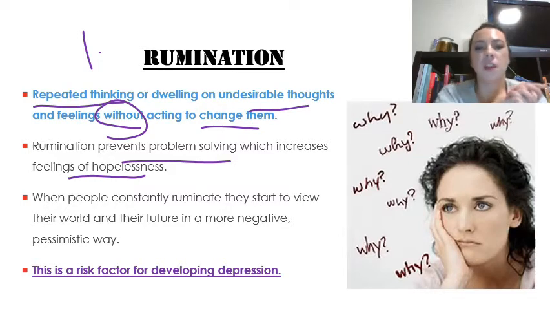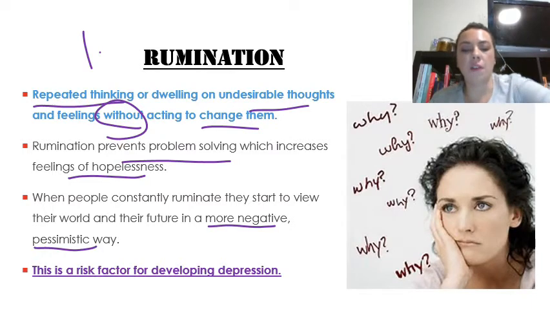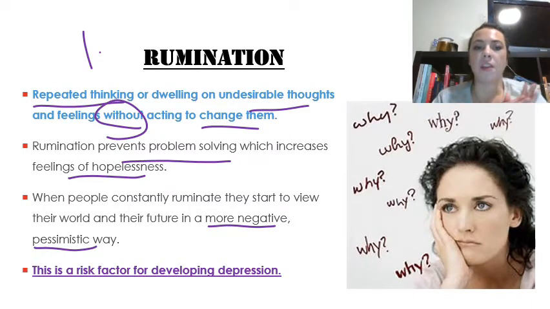When people constantly ruminate, they start to view the world and their future in a more negative and pessimistic way. What is actually happening is it inhibits mood changing and improving strategies such as distraction, and it also acts as a perpetuating symptom. Excuse me, I just ate my dinner. A perpetuating symptom of mental illness.